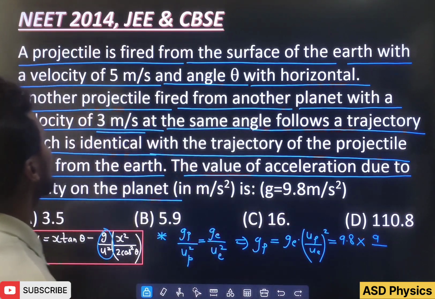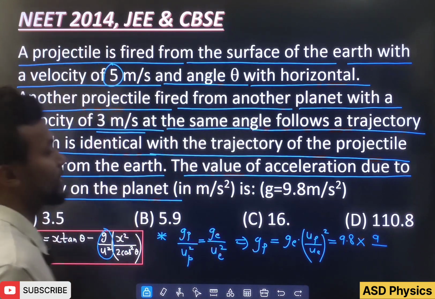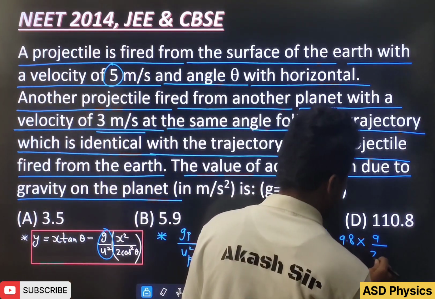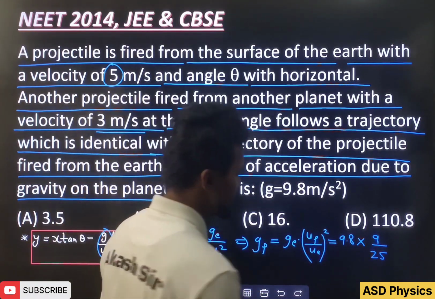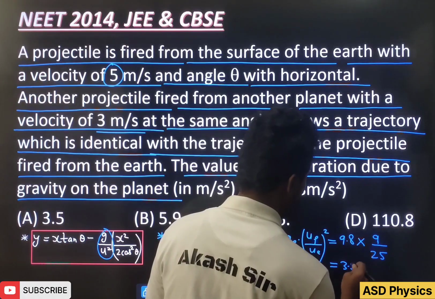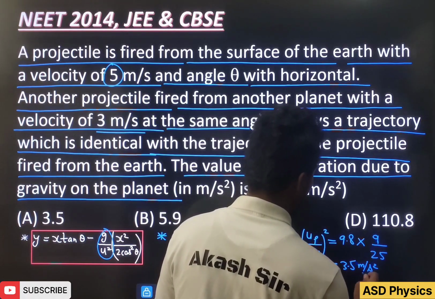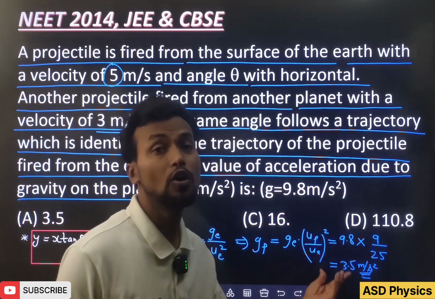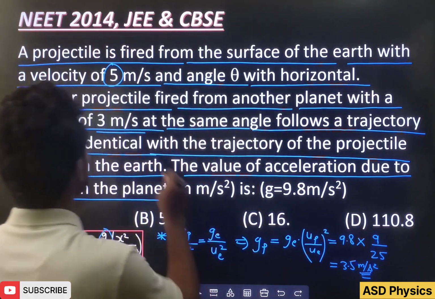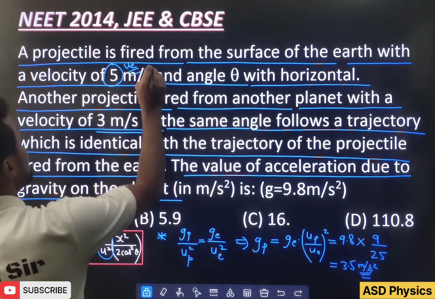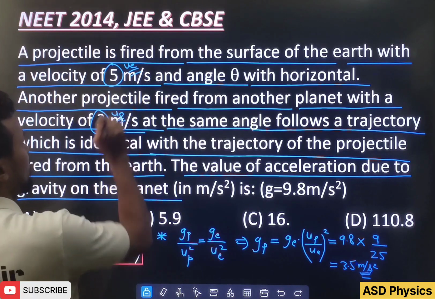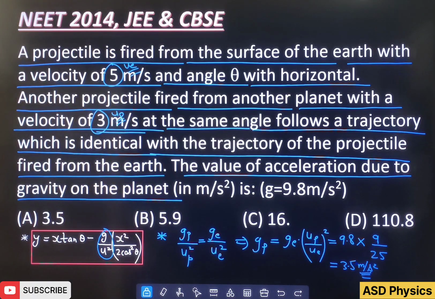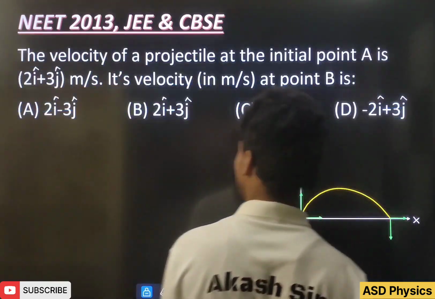Okay, and on the earth how much speed is given here? 5. So 5 square will become 25, is it? So 9.8 into 9 by 25. When you simplify this approximately, it will come to 3.5 meter per second square. That is the gravity on the other planet here, is it? Because remember, this is the u_E and this is the u_P, the speed on earth and the speed on the planet initially. Very basic question. In this kind of question, g by u square will be a constant. Remember that.